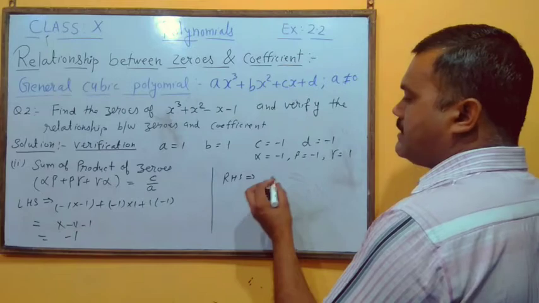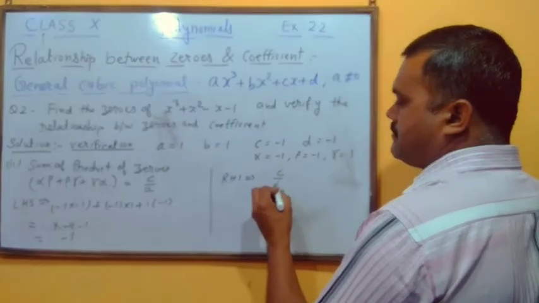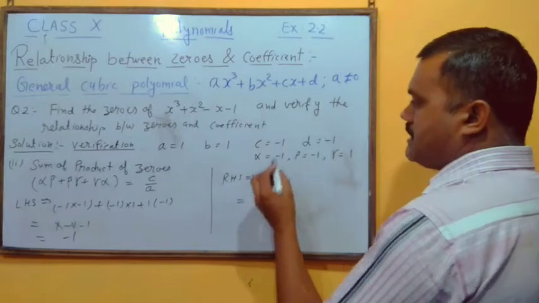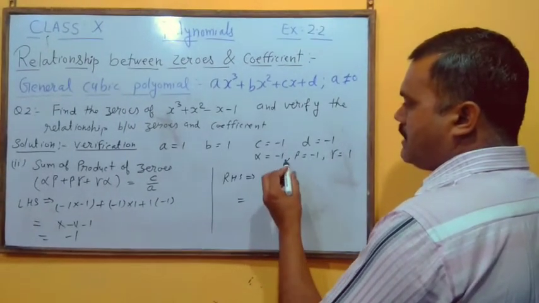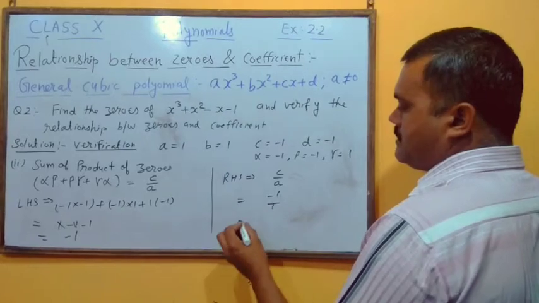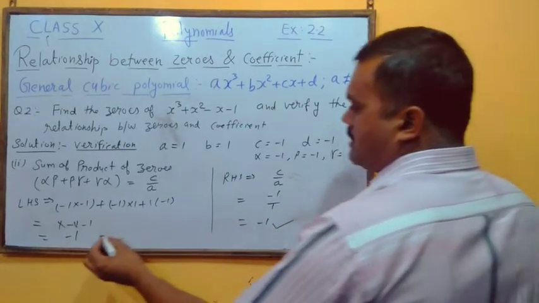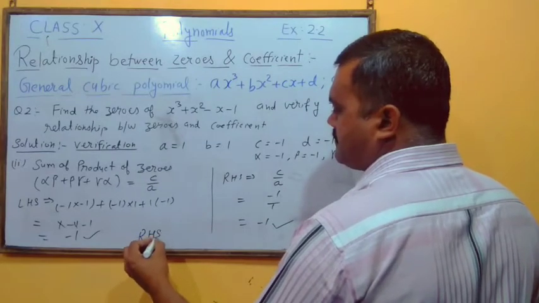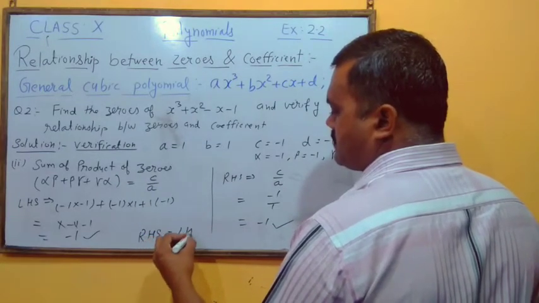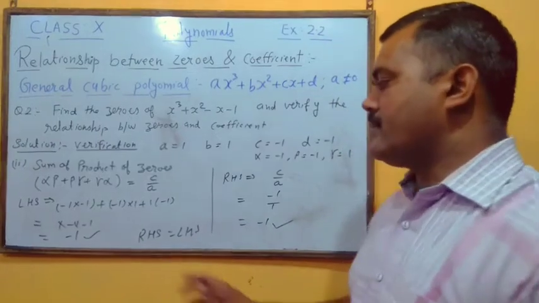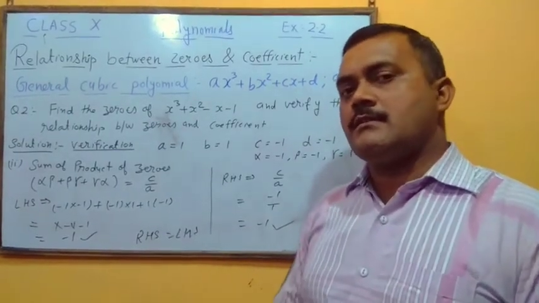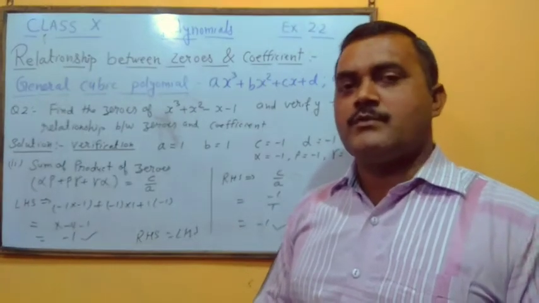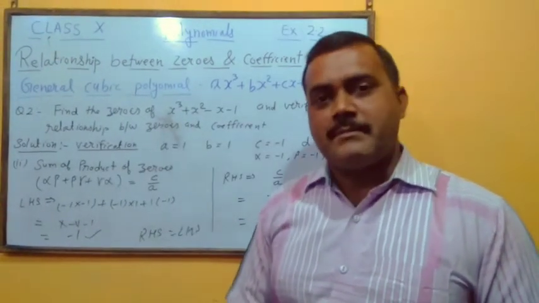Now we go to the right hand side, that is c upon a. So c is already minus 1 and a is 1. So this also comes minus 1. You can see both LHS and RHS are equal, so this is verified. In the same way, we can verify the third also, which is alpha beta gamma, product of zeros, so that you can try yourself. Let us move to the next topic in the same chapter.